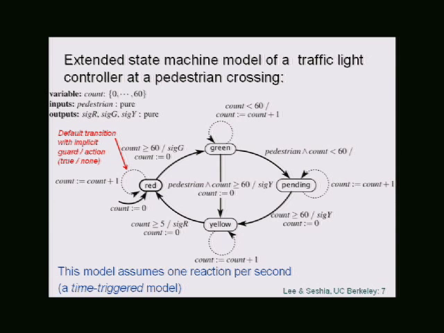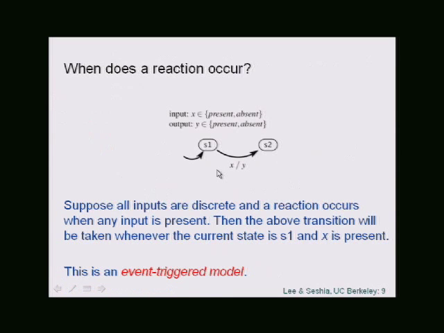Now I think you also briefly looked at this concept of event triggered transitions. If you have this picture where you have two states S1 and S2, and you make a transition from S1 to S2 when X is present, then again, somebody has to tell you when this is taken. But one semantics for this is to say that it's taken whenever X is present. So the event X being present is what triggers this transition. And that's an event-triggered model.